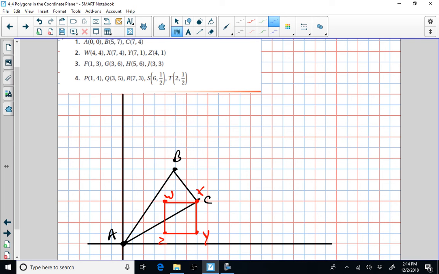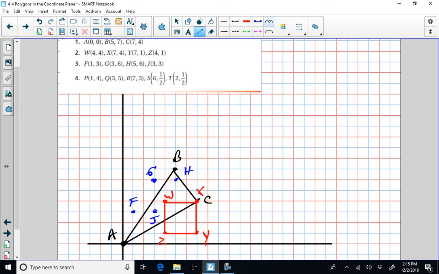Let's draw problem 3 in blue. Point F is located at (1, 3), over 1, up 3, put a point, call that F. Point G is located at (3, 6), over 3, up 6, put a point, and that's G. Then we have (5, 6), over 5 and up 6, that's going to be point H. And we have (3, 3), right 3, up 3, put a point, and then label that point J.